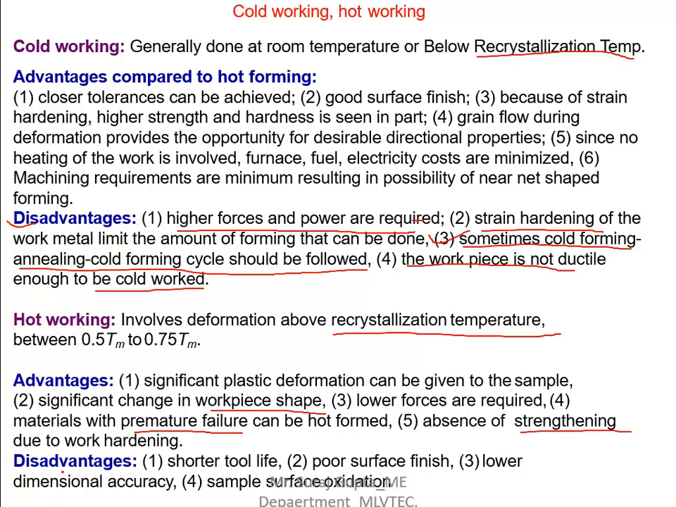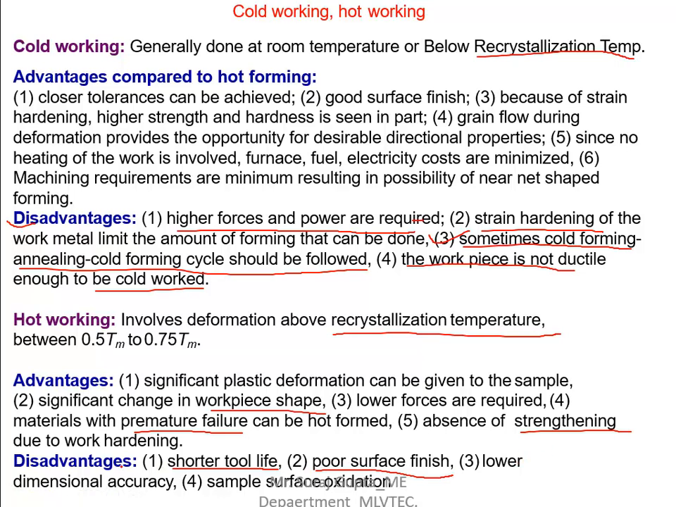What are the disadvantages of the hot working process? The first is shorter tool life. Why is the tool life reduced? Because at high temperature, the material will lose some of its material properties. Second is poor surface finish. Poor surface finish because we apply forces on the soft material, it will deform very drastically, so it will not give a good surface finish. Third is lower dimensional accuracy.